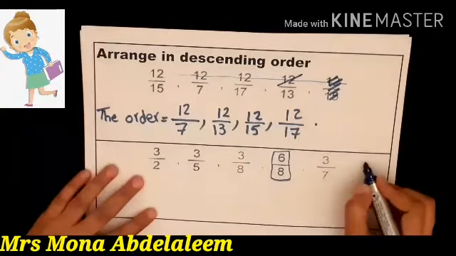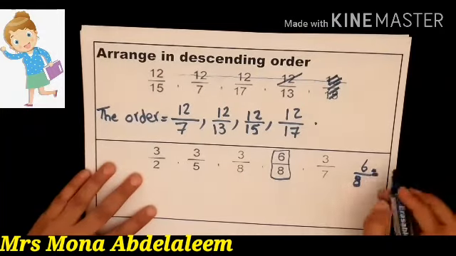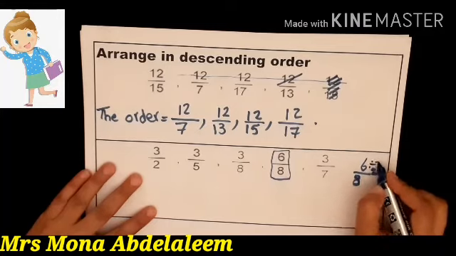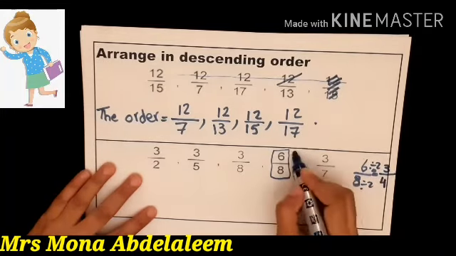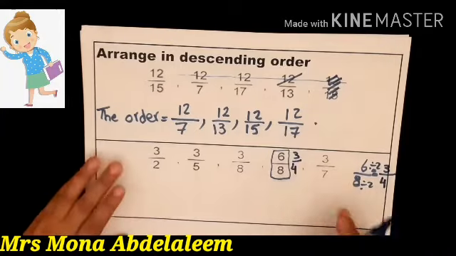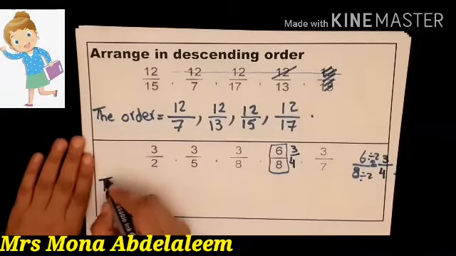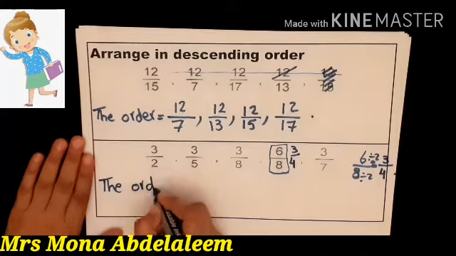تعال نعمله simplest form. 6 and 8 divisible by what? 2. يبقى divide 2 divide 2. 6 divide 2 3. 8 divide 2 4. يبقى 3 over 4. Come to arrange the order.